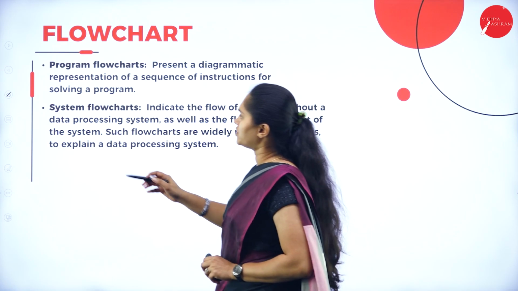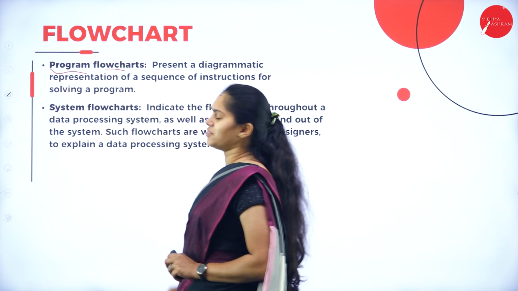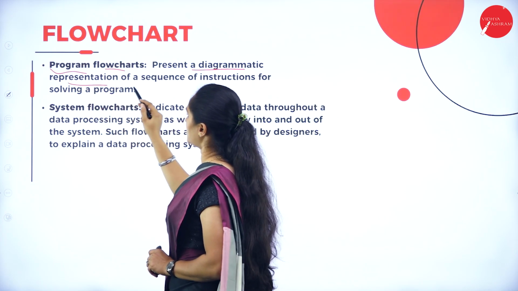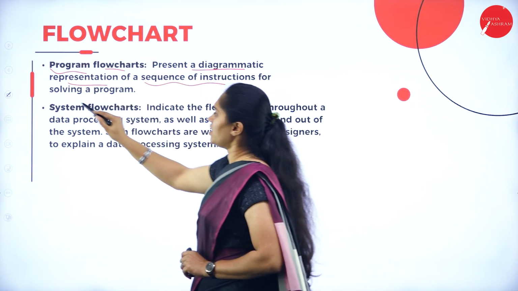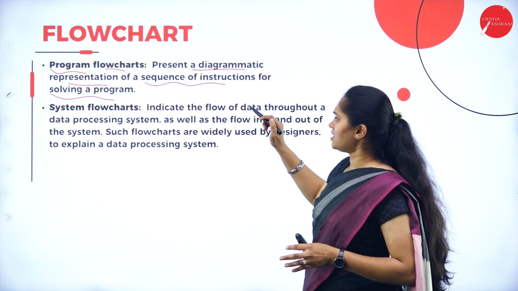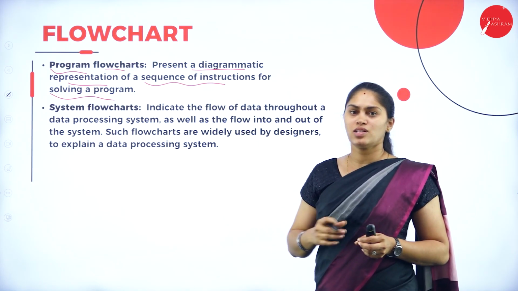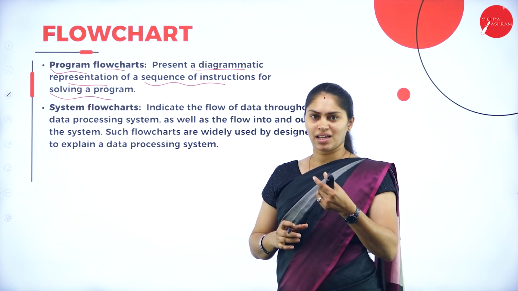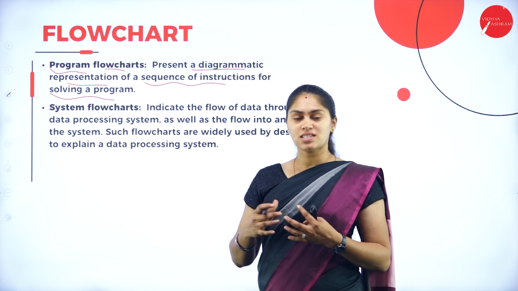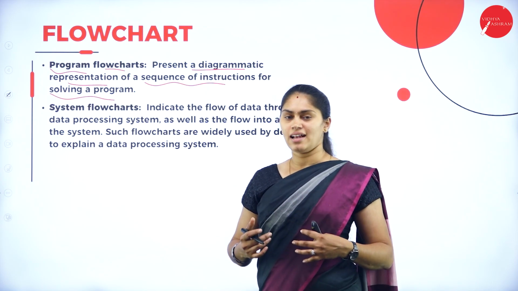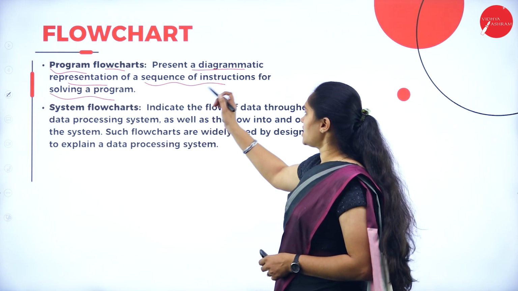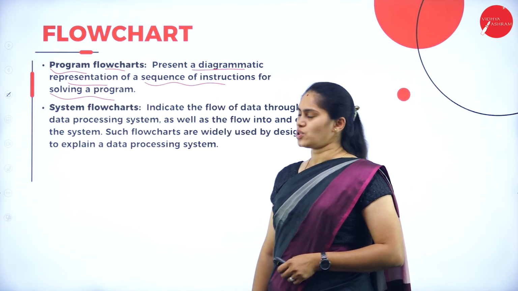The first type is the program flowchart. It is a diagrammatic representation of a sequence of instructions for solving a problem or a program. It is going to specify a sequence one after another. First I take a start, then I read or take input for some variables, then we calculate, then print, then stop. That is what it is showcasing, the sequence of instructions in order to solve a problem.